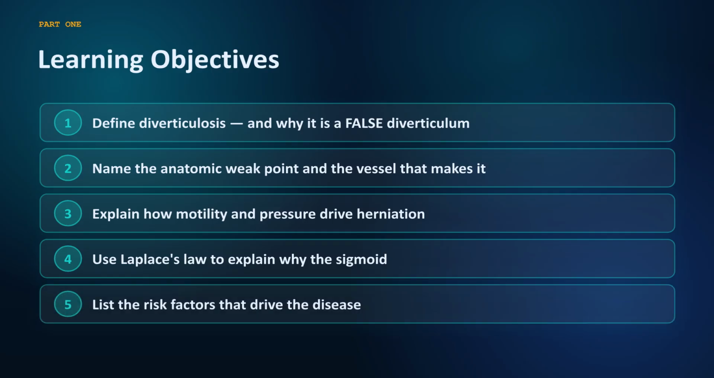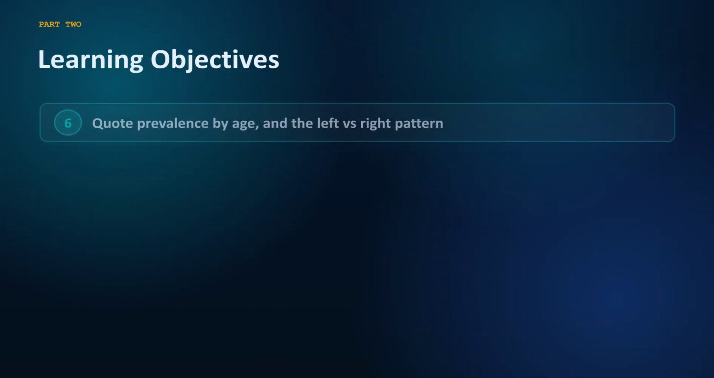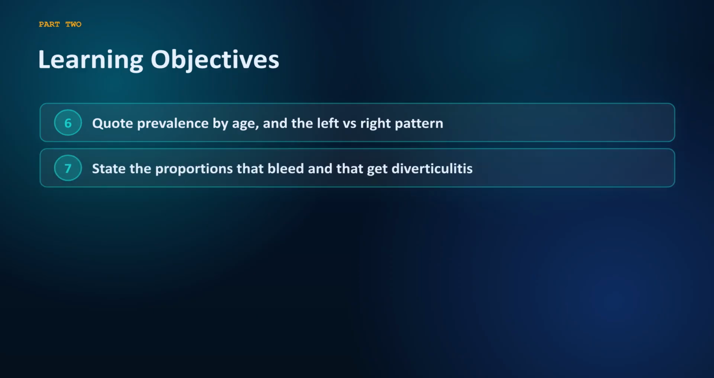And fifth, list the risk factors that drive the disease and tie each of them back to a mechanism rather than memorizing them. Sixth, quote the prevalence of diverticulosis by age and describe how the left-sided and right-sided patterns differ around the world. Seventh, state what fraction of people with diverticulosis develop bleeding and what fraction develop diverticulitis.